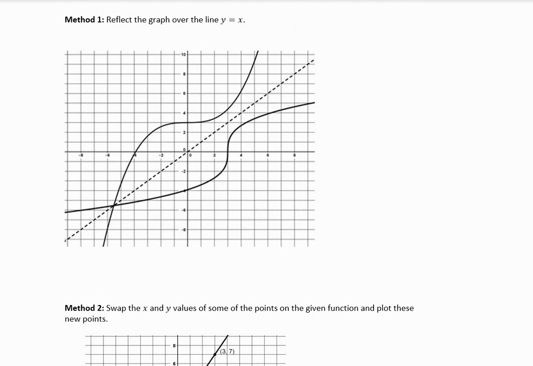Now, sometimes it's a little bit harder to do if you have small grids, but one thing that I like about this method here is not really using it to create a graph, but determining if two graphs are inverses of each other. That line, y equals x, is a line of symmetry between your function and the function's inverse.